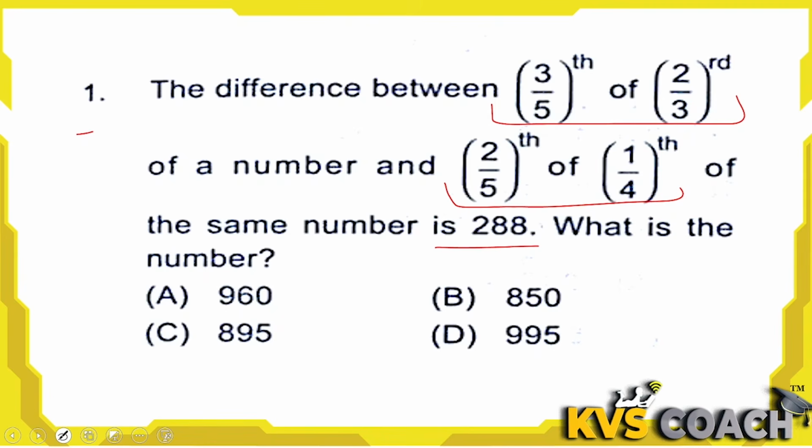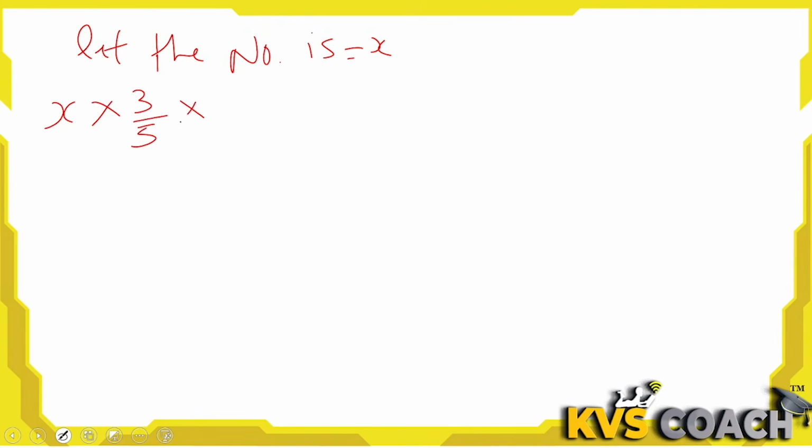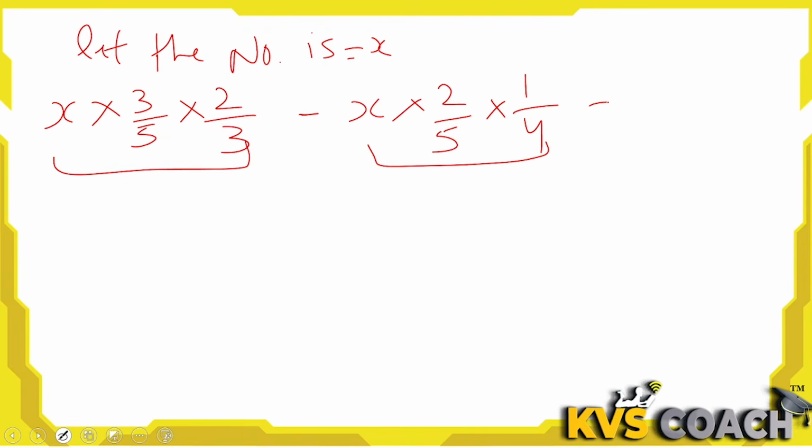So let's do it here. Let the number be x. So x का 3/5 of 2/3 is the first number, and the second number is x का 2/5 of 1/4. The difference of both numbers is 288. Our question is saying that.